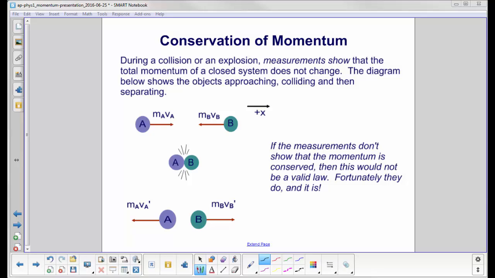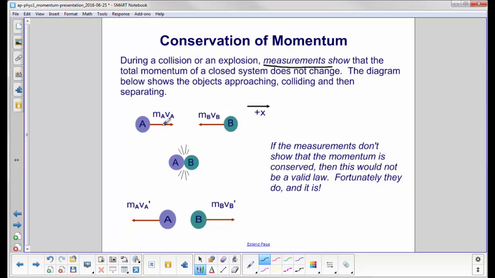Time to come up with the specific equations for each type of collision. But first, let's talk about how we found this out. Measurements. During a collision or an explosion, measurements taken show that the total momentum of a closed system does not change. So not only is that the theory, it's been experimentally proven over and over and over again.